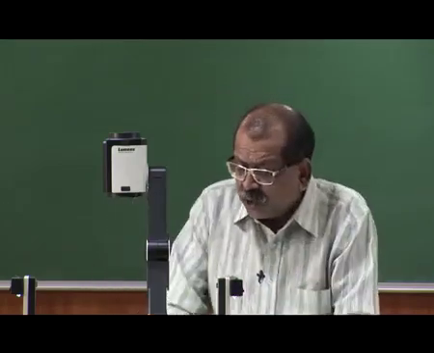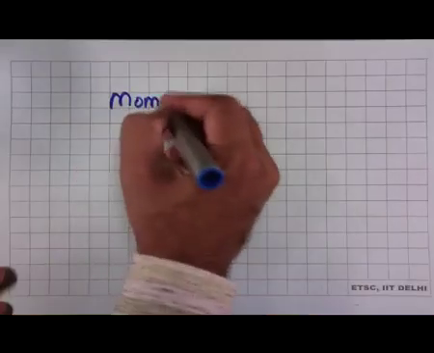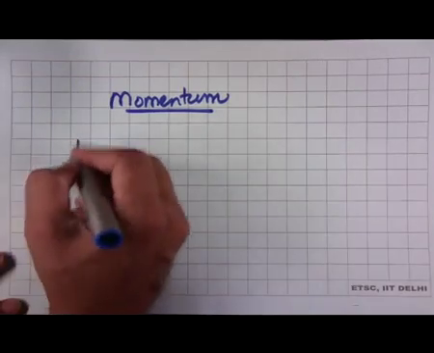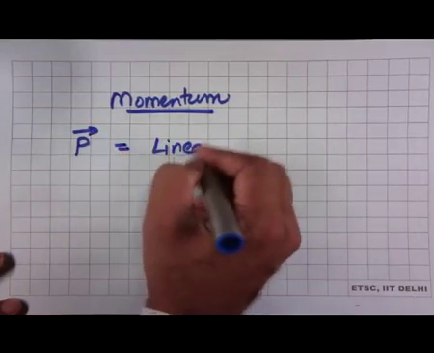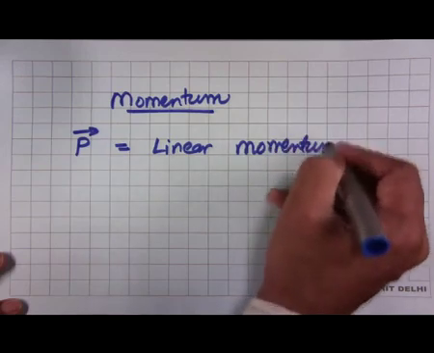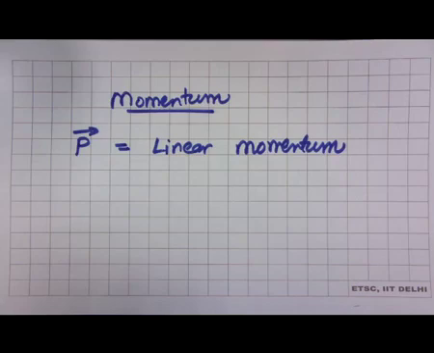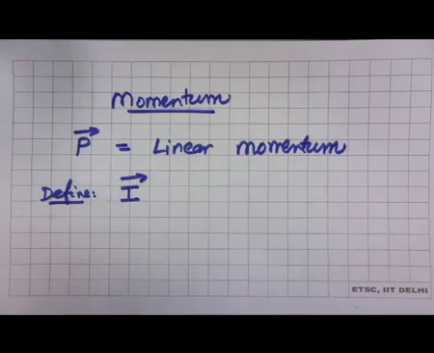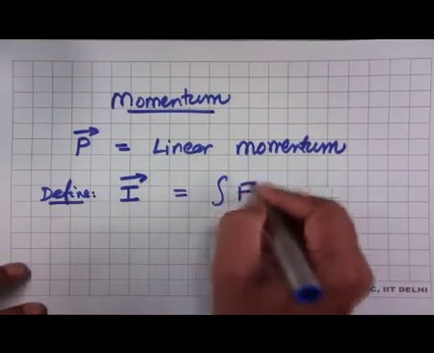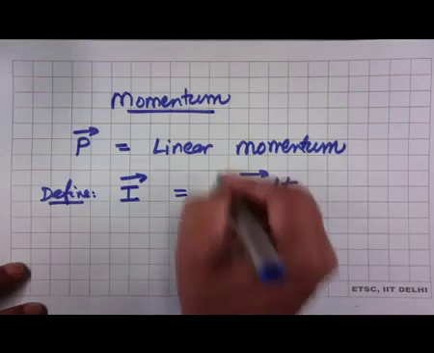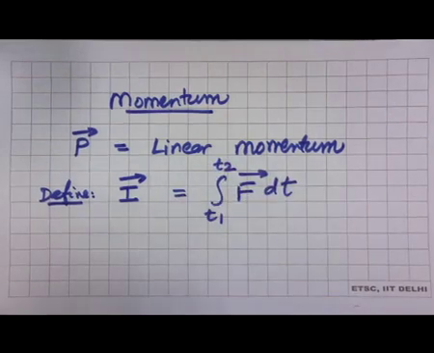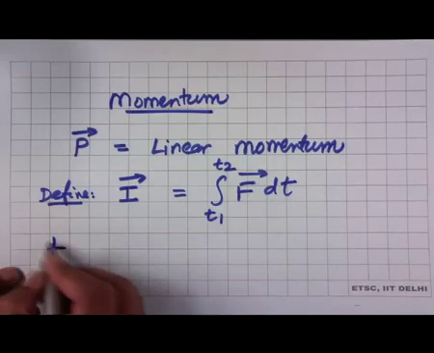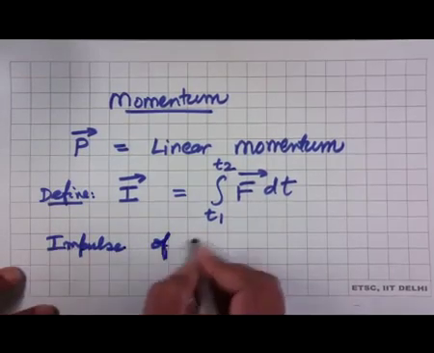Now, let us look at Newton's second law with respect to a quantity called momentum. We have already discussed this. We use the symbol P for linear momentum. Now, let us define a term, impulse. Impulse is another vector, and we define impulse as integral F dt from t1 to t2. So, therefore, we see there are certain things involved in the definition of an impulse. First of all, we are defining impulse of a force.